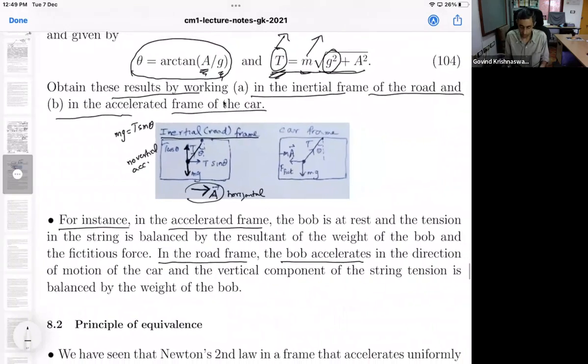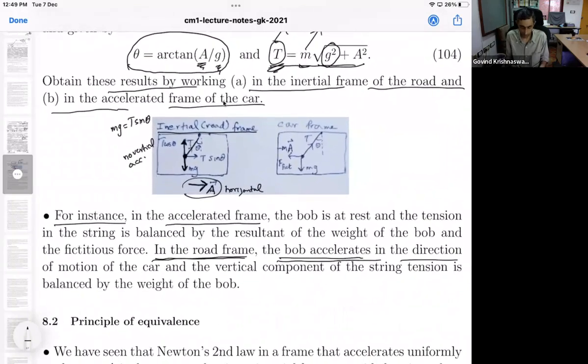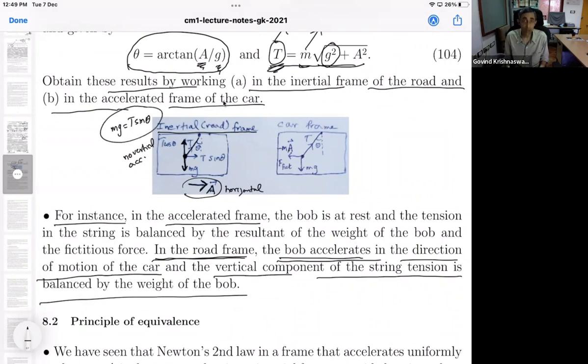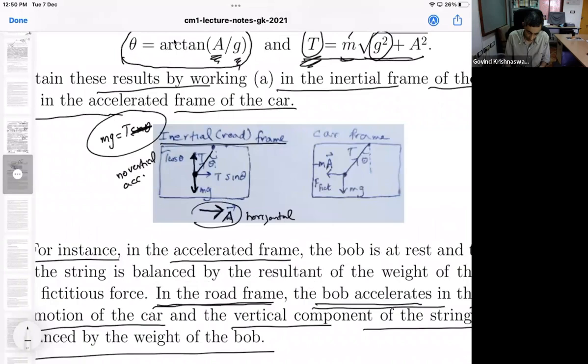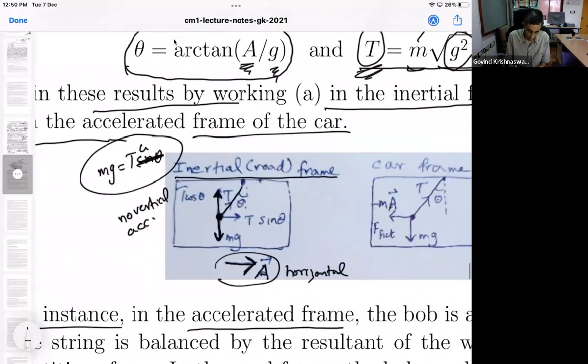In the road frame, which is the inertial frame, the bob accelerates in the direction of motion of the car, and the vertical component of the string tension is balanced by the weight of the bob. So that was the equation I wrote here. Mg is equal to T, oh, I'm sorry, this is T cosine theta. And T sine theta must equal mass times acceleration. These are the two vertical and horizontal Newton equations in the inertial frame.